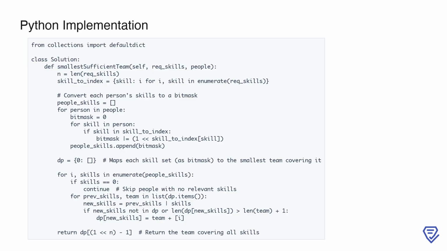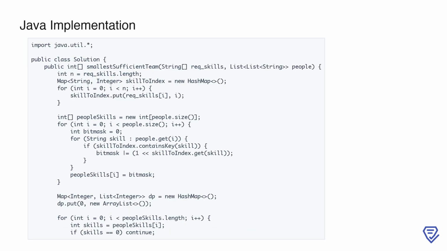5. Result extraction. The final result is stored in DP[(1<<n) - 1], which represents the smallest team covering all required skills. Here, (1<<n) - 1 is the bitmask where all n skills are covered. This algorithm is efficient because it leverages bitmasking to compactly represent skill sets and avoids redundant computations. The use of dynamic programming ensures that we always maintain the smallest team for each skill set, leading to optimal results. Here, we're implementing the solution to the smallest sufficient team problem in Java. The first step is to map each required skill to a unique index.